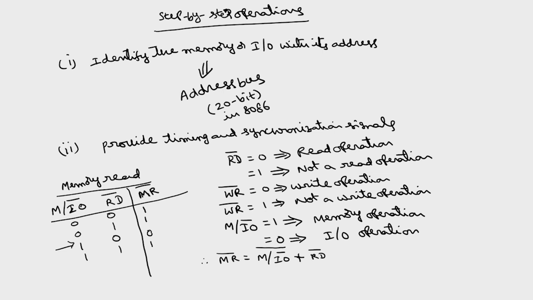So, the main logic circuitry that is required is you take M by IO bar, you invert, then read bar you directly give to the OR gate. This is M by IO bar, then read bar. These 2 are available from the microprocessor, and you can generate memory read bar, or you call MER bar. Here also you can write MER.